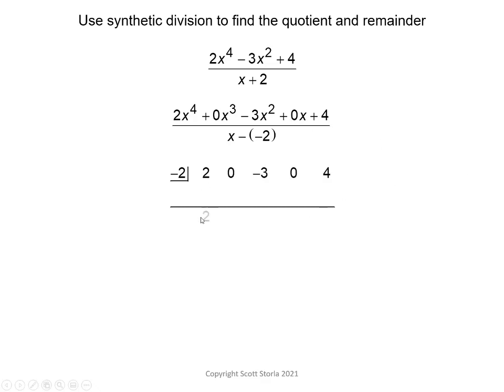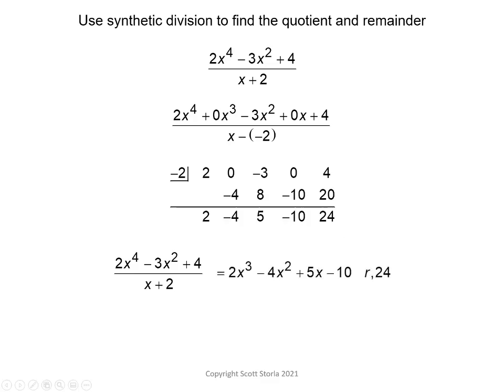I'll drop the 2. I'll multiply to get negative 4 and add. Multiply to get 8 and add. Multiply to get negative 10 and add. And then multiply to get 20 and add. Since I'm dividing a fourth degree by a first degree, my first term will be a third degree term. So I'll have 2x cubed minus 4x squared plus 5x minus 10 with a remainder of 24.